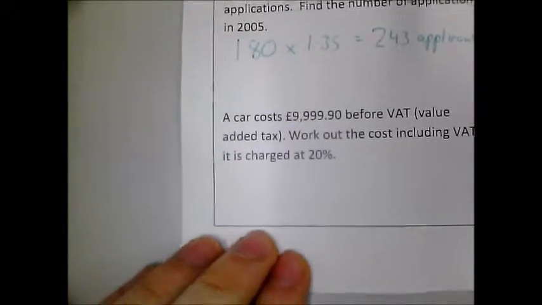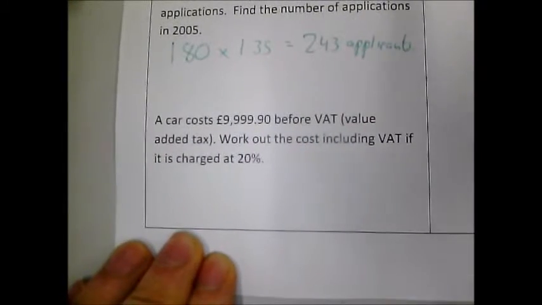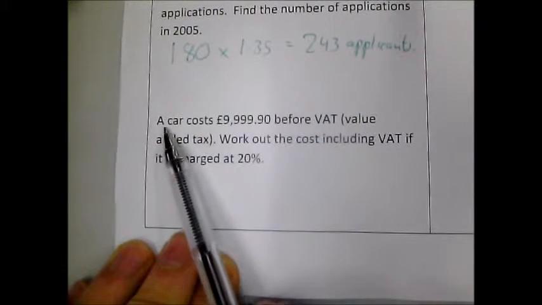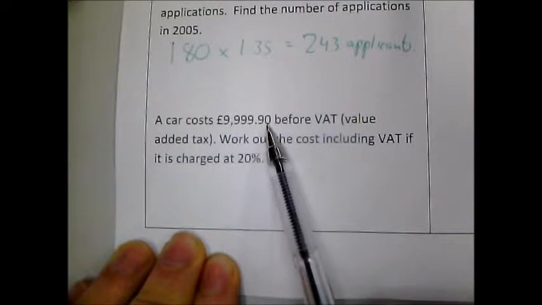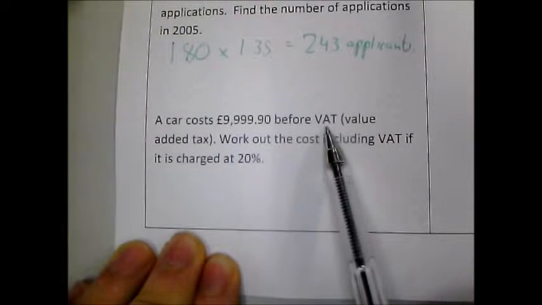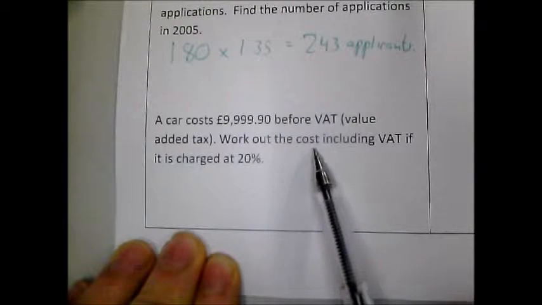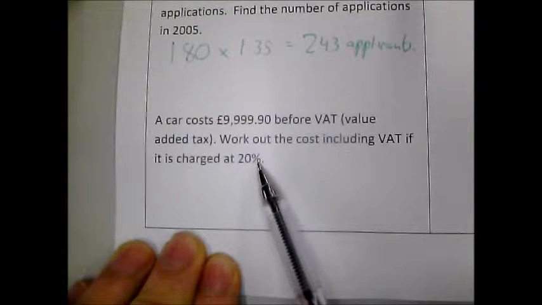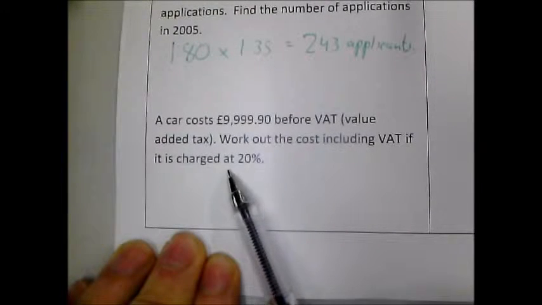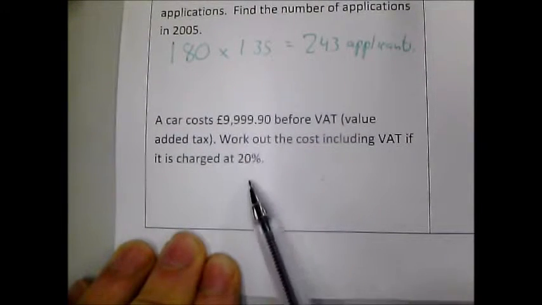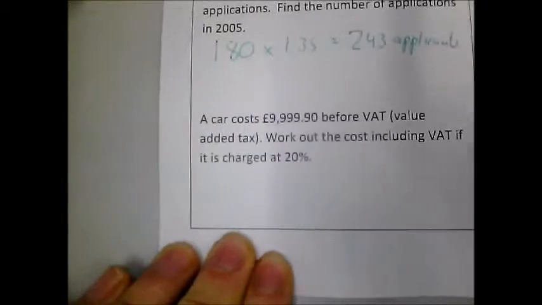Okay, next question. A car cost £9,999.90 before the VAT. So this is our original amount. We want the cost including VAT if it's charged at 20%. So this 20% is being added on as a charge. If we're adding that onto our 100%, we'll have 120% overall.